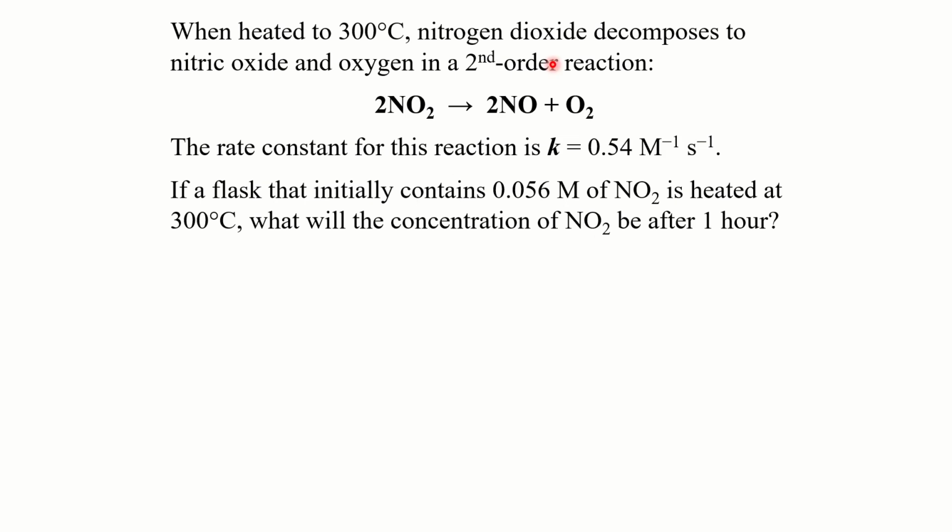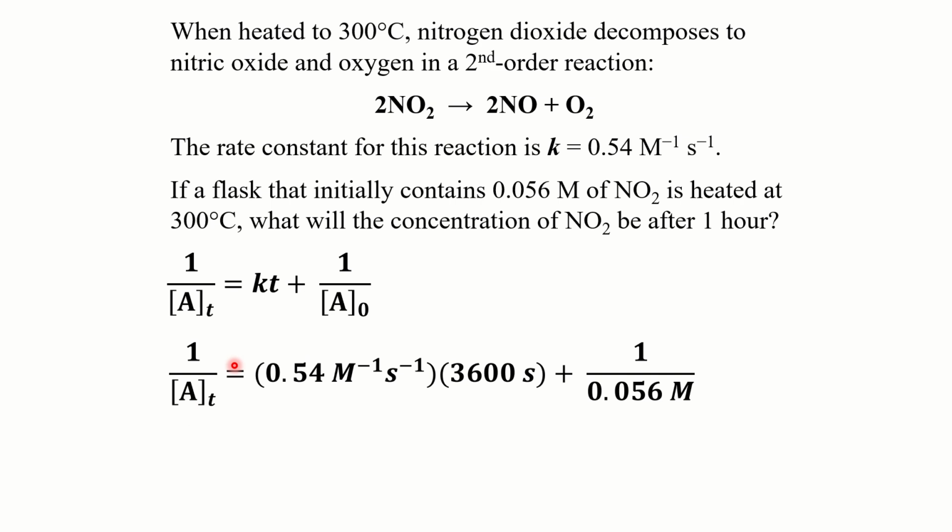All right, so I'm working with a second order reaction. So I'm using this equation, 1 over AT equals KT plus 1 over A0. Now note that I'm being asked to solve for concentration. It says, what will the concentration be after 1 hour? So actually AT here is the unknown, so I don't really need to rearrange this equation at all. You could invert this now if you prefer to, but I prefer to work with it as is and then invert at the end to get the AT out of the denominator here. So I'm just going to go ahead and plug in my values.